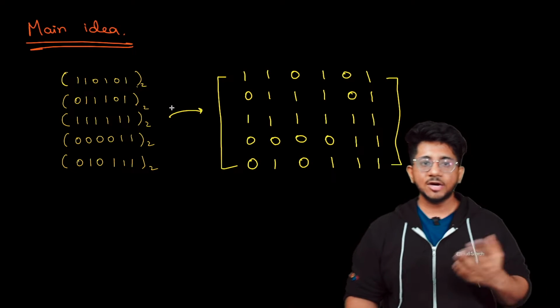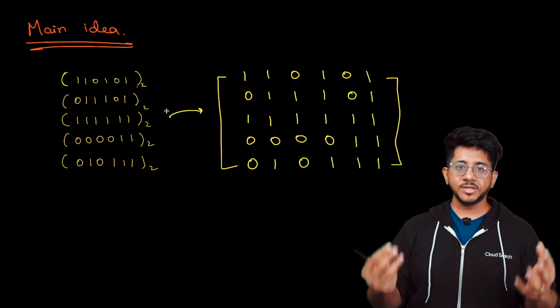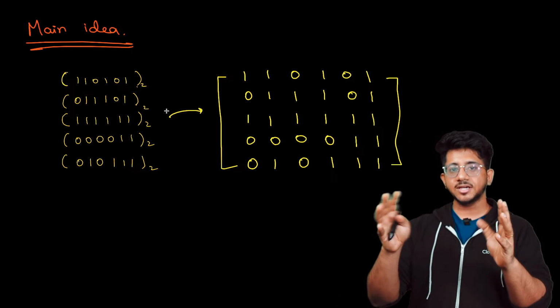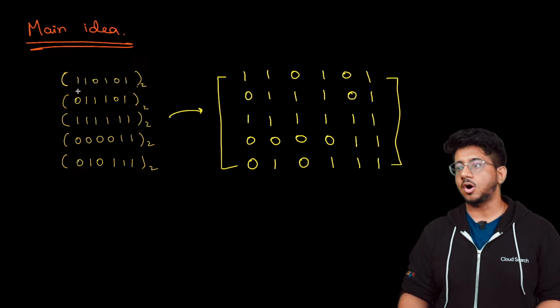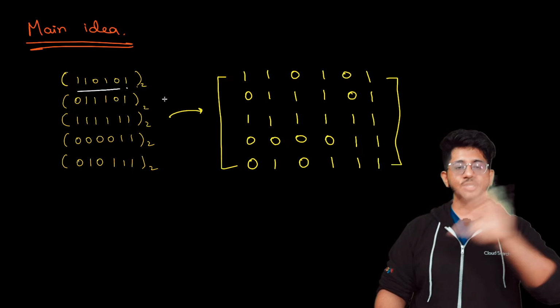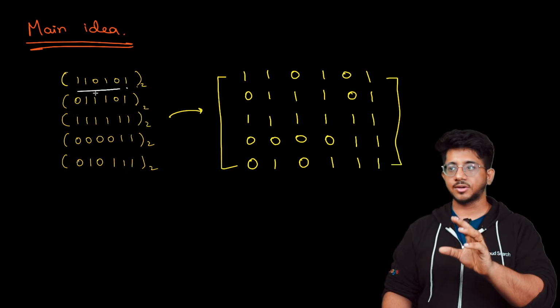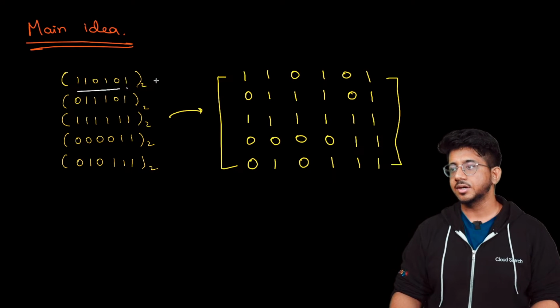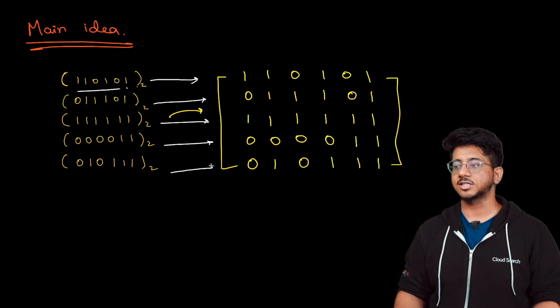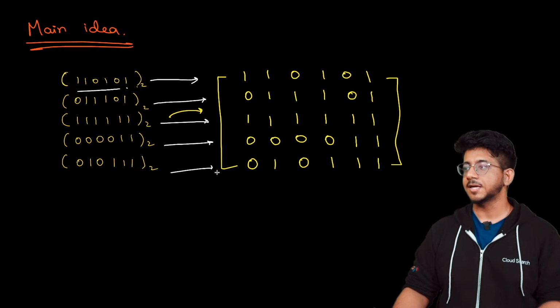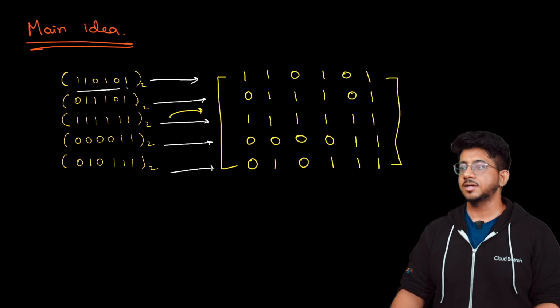So what is the main idea for XOR space? Basically, we convert these elements into a matrix kind of setup. Originally they are numbers, and we just write them in binary format. We convert them in a row-wise fashion to a matrix format, like this. This is the first thing that we do in XOR space.